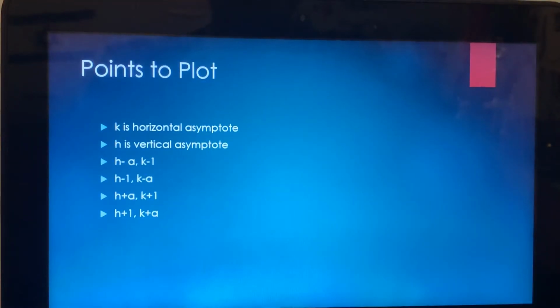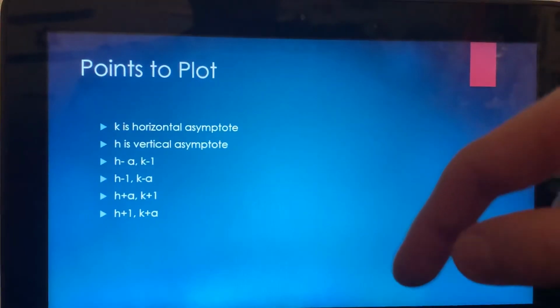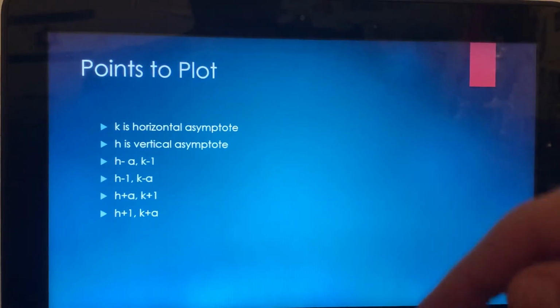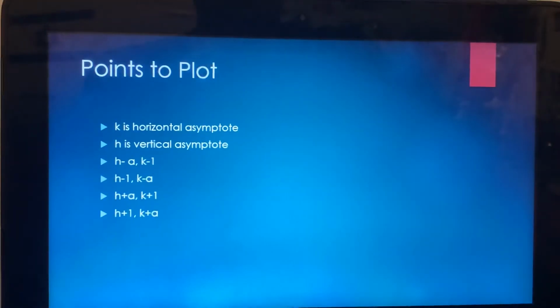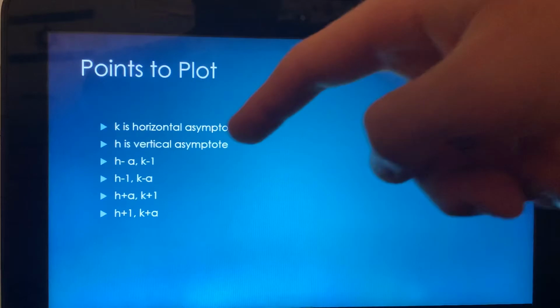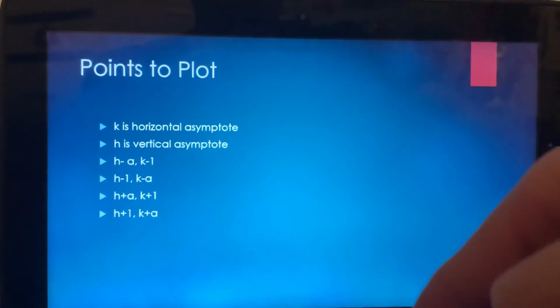Then, at whatever our h value, if we subtract a from that, plot that point, and then our k value minus 1, plot that point. The same thing for all these points: h minus a, comma k minus 1, and h minus 1, comma k minus a. That's going to give you your first one, likely on the bottom left. Then you use your horizontal and vertical asymptotes to draw the line, hit the point, sharp curve, hit the other point, draw the line down.